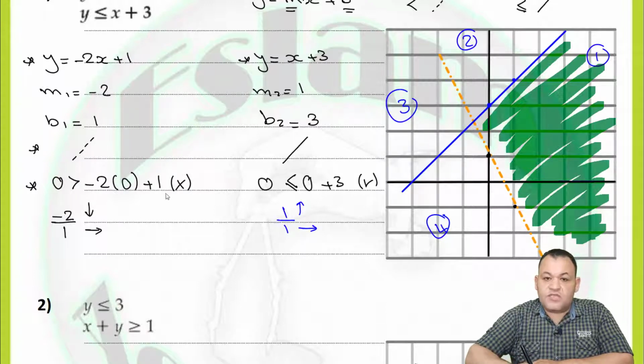Does (0, 0) satisfy the relation? If yes, you will shade the part which contains the point (0, 0). If no, we will shade the part which doesn't contain the point (0, 0).